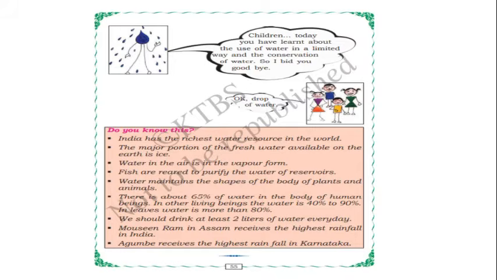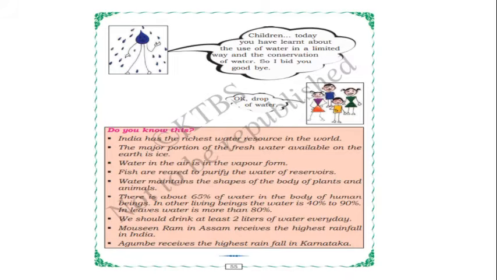So do you know this? India has the richest water resource in the world. The major portion of the fresh water available on the earth is ice. So we came to know 97.2% water is salt water, and 2% water is in the form of ice. 1% water is suitable to use, isn't it? Yes. And the major portion of the fresh water, that ice water is also fresh water, but it is in the form of ice, so that we can't use it, isn't it? Yes. So water in the air is in the vapor form.